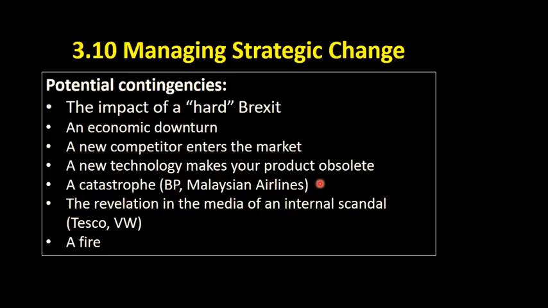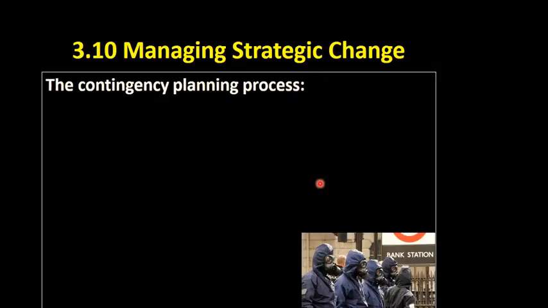There could be a revelation in the media about an internal scandal. You know, Tesco had horse meat. They've also had an accounting scandal in recent years. VW had the emissions cheating that was revealed in the media. So that can have a real impact on a company, and there's all sorts of things that could go wrong. A fire is another example.